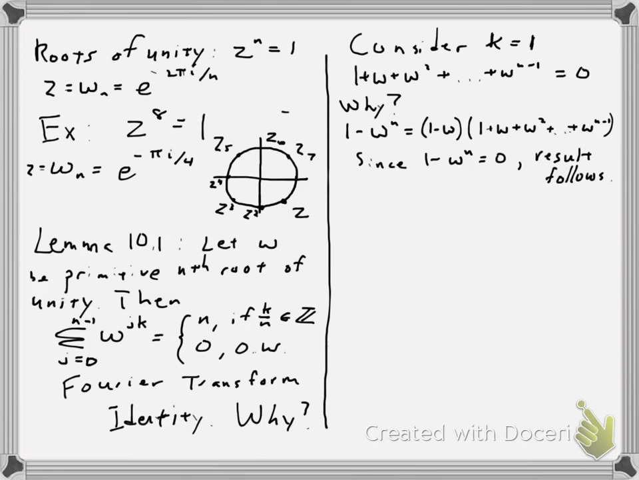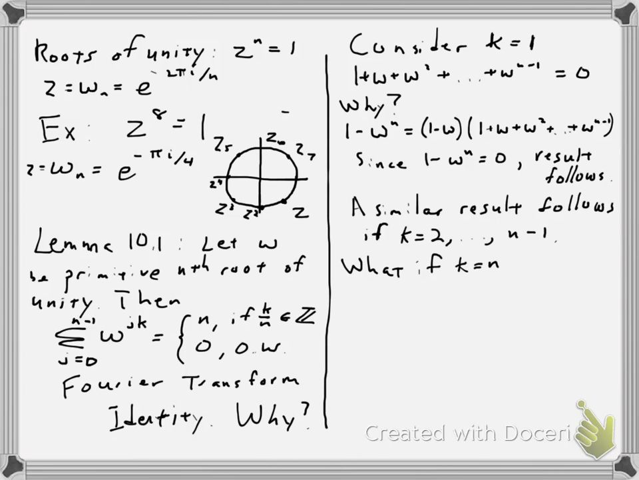And now a similar result follows if k is equal to 2, 3, and so on until n minus 1. But what happens if k actually equals n? So I'll ask the question, what if k equals n?